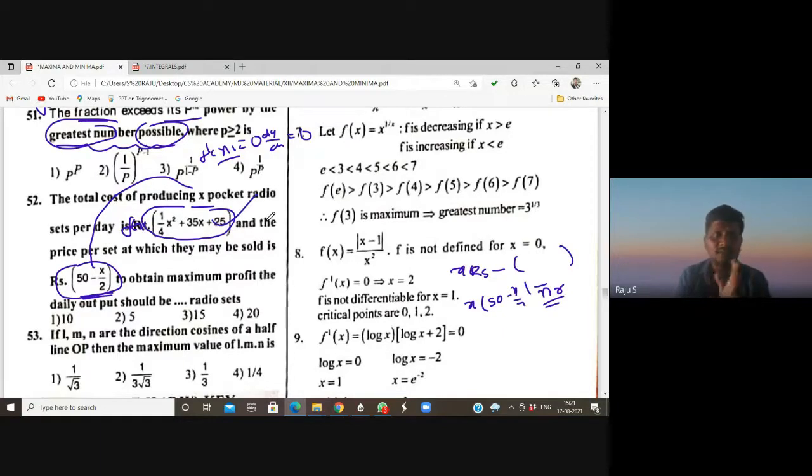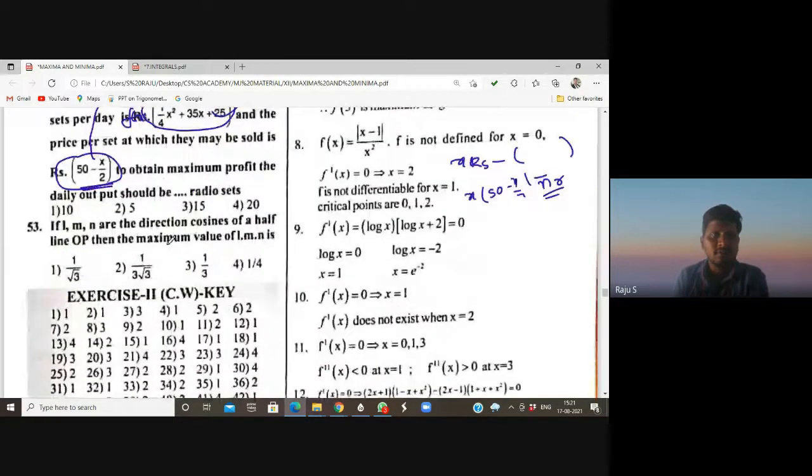You can take the same approach: find f dash of x. The last one is L, M, and N direction cosines. To understand direction cosines, you should have an idea about the vector concept. Okay, the vector concept.